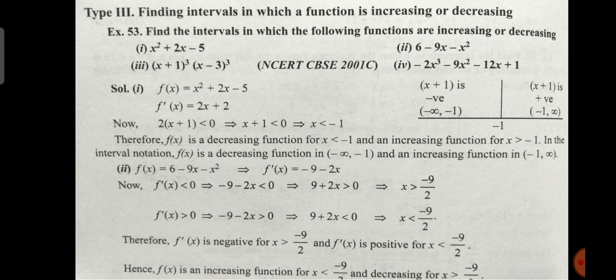So here f of x is decreasing for x less than minus 1 and increasing for x greater than minus 1. So in this definition, f of x is decreasing for x less than minus 1, so minus infinity to minus 1, and it is increasing in the interval minus 1 to infinity. We can say that. I think it is clear. Similarly, the second question also. Find the first derivative and then check whether it is less than 0 or greater than 0, that's the one.